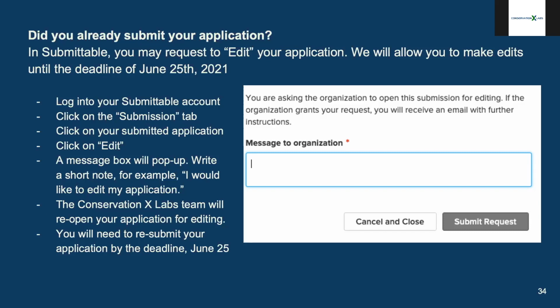If you go through this process, there's a text box where you have to send a message to us to justify why, and just write a really short note. You can just say, I want to edit my application. You don't have to give us a lot of detail. We'll reopen the application for you so that you can continue to work on it up until the deadline.